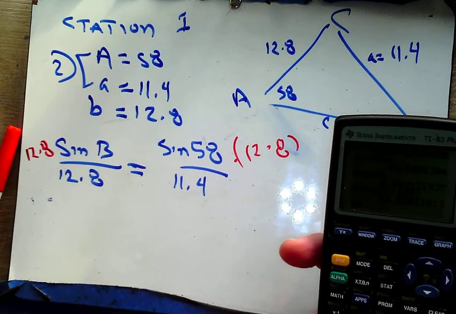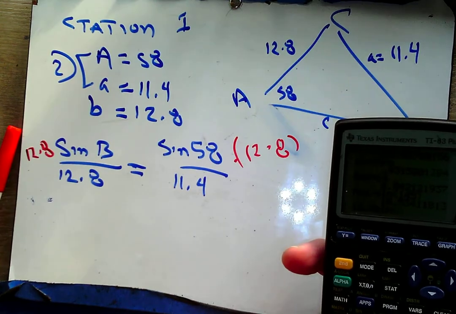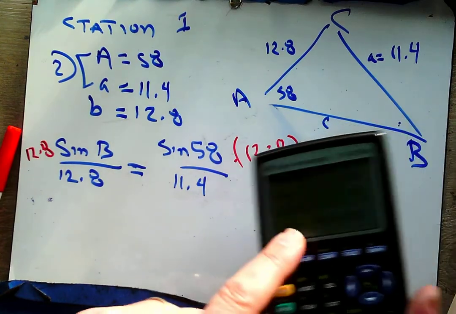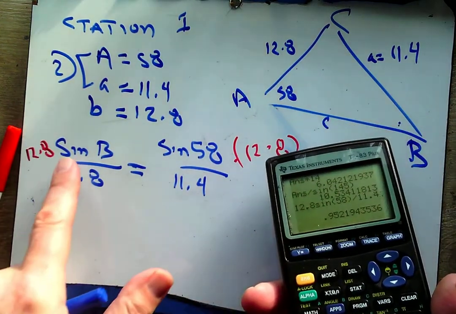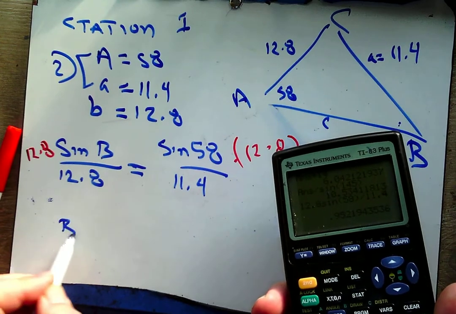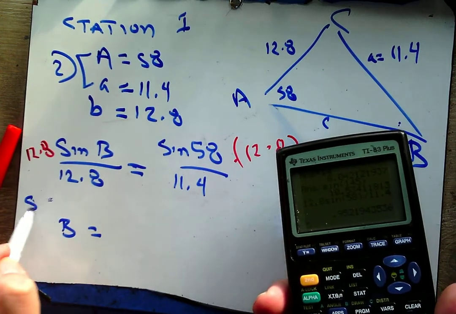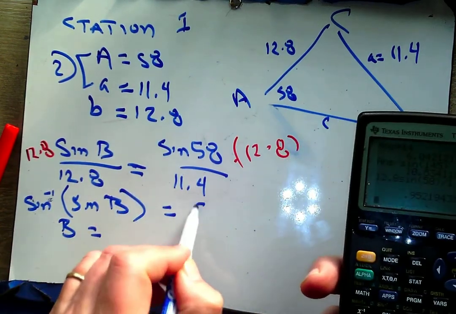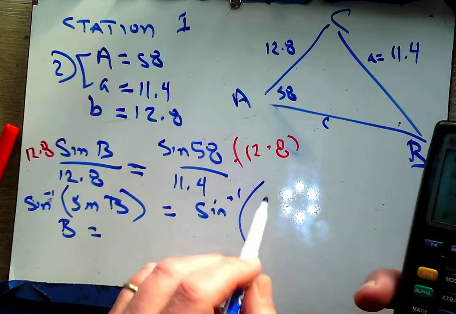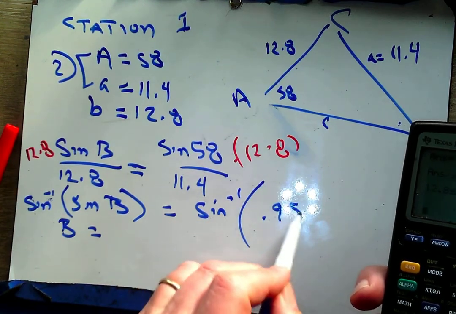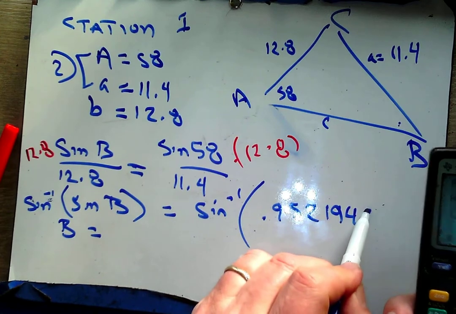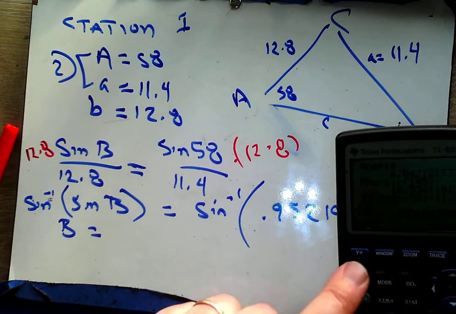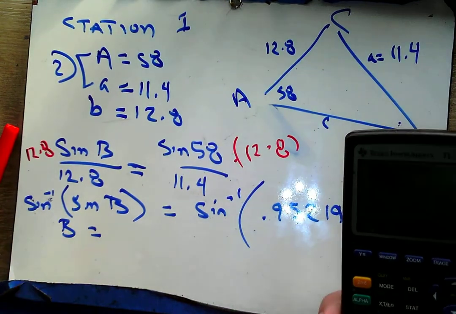We've got 12.8 times the sine of 58 divided by 11.4. So this decimal number is in fact the sine of b. But I want to know what b is, so I have to get the inverse sine of both sides to get b by itself. 0.95219435336. Okay, so inverse sine of that, and something happened.